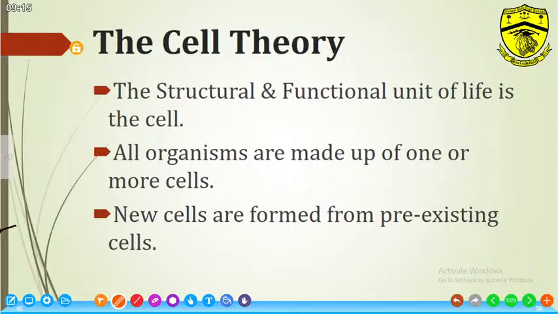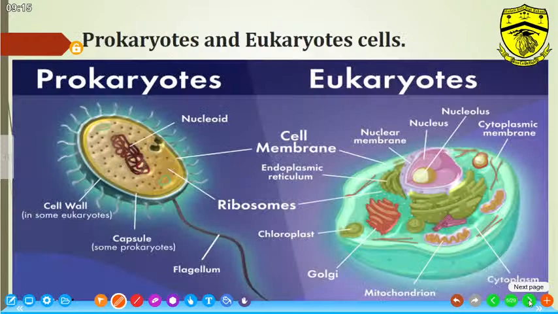The cell theory was first proposed by Schleiden, Schwann and Rudolf Virchow. The cell theory has three points: the structural and functional unit of life is the cell; all organisms are made up of one or more cells; and new cells are formed from pre-existing cells. This is the cell theory, which is also included in O-level structure part questions. So remember and memorize it.